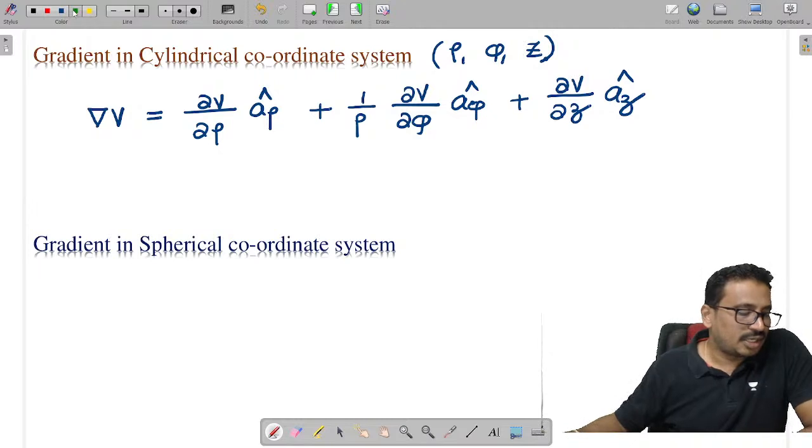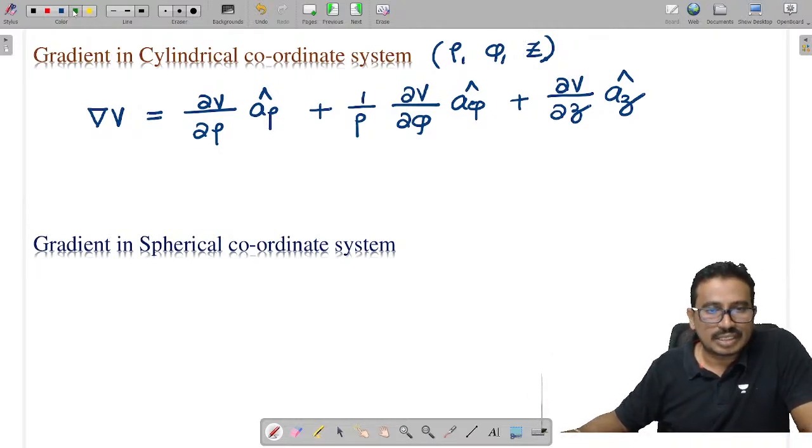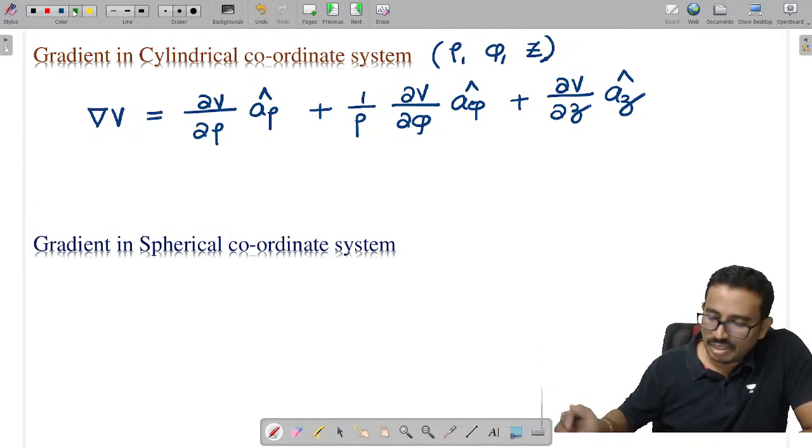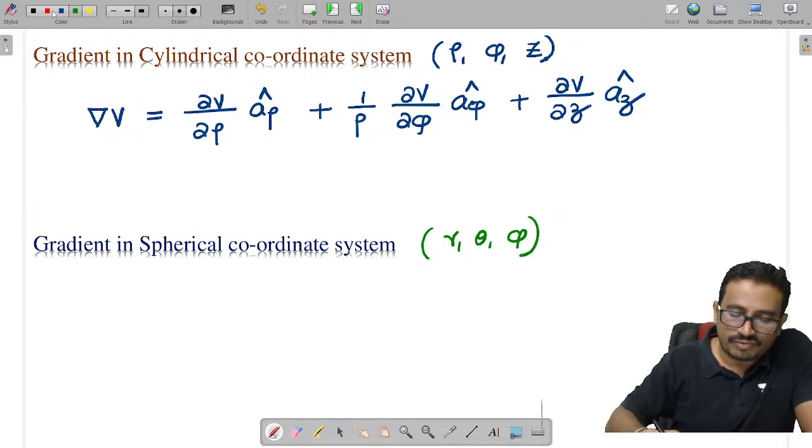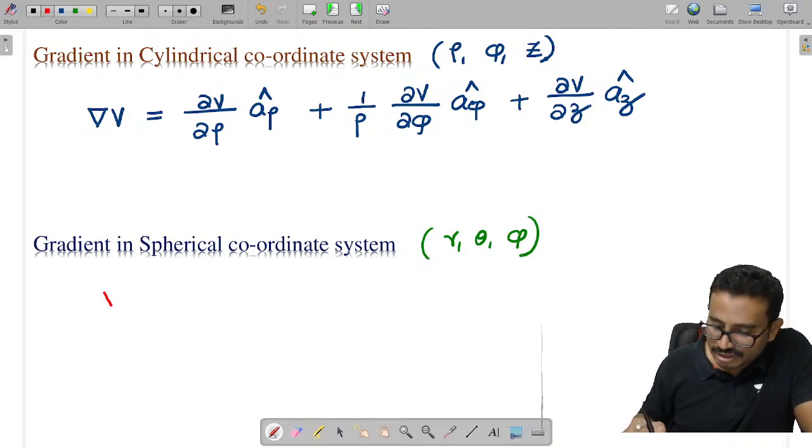So this is the gradient operation in which system, you tell me? Cylindrical system. And coming to spherical system, the parameters we have are R, theta, phi. Tell me now the gradient in the spherical system.